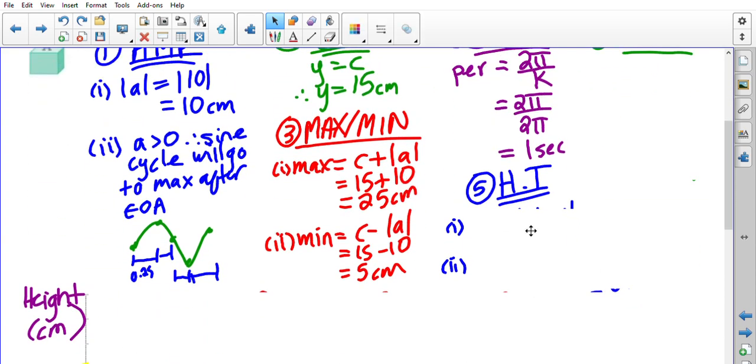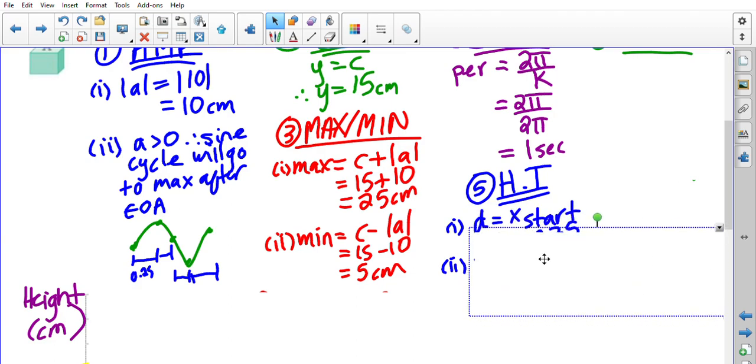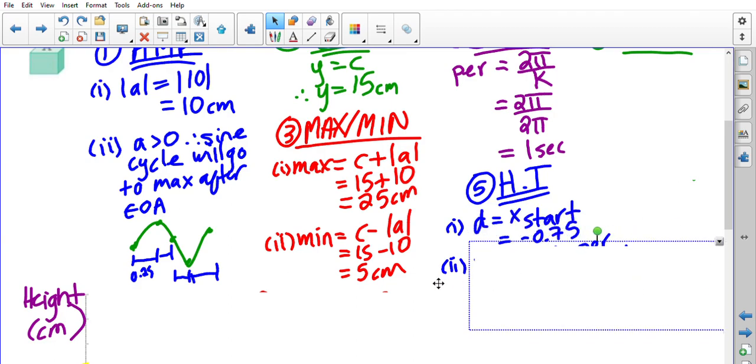All right, our horizontal translation. We have a d value of negative 0.75. I know that the t coordinate here represents time. Just for the sake of drawing, we're going to start our cycle at negative 0.75, even though we know that doesn't really make sense in real life. It'll help us with the drawing of the graph.